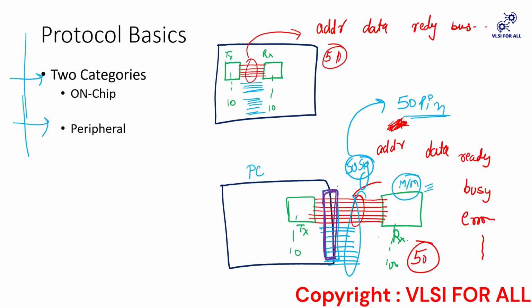It will increase based on the signals. Based on the signal, let's say it increases. We are taking 50 signals, right? So it will need a big interconnect.